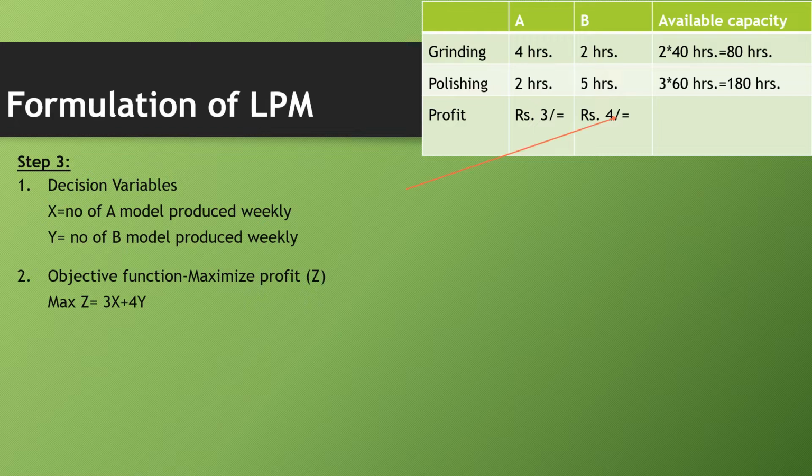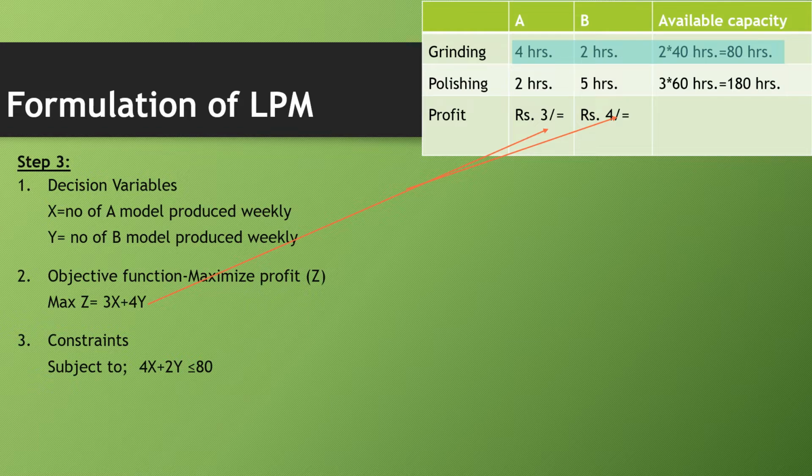Then the next one is deciding the constraints. Constraints are limiting factors. In this question, the available hours are the limiting factors. Because of that, capacity will be limited to 80 hours in the grinding section and 180 hours in the polishing section. Therefore, my first constraint would be 4x plus 2y, but since the hours are limited to 80 in the grinding section, it should be less than or equal to 80.